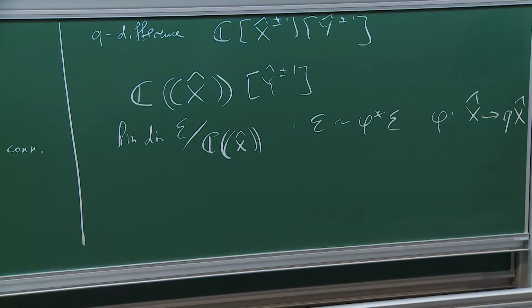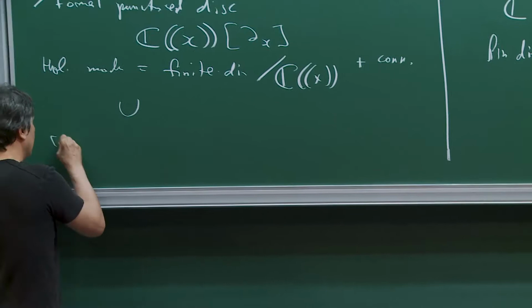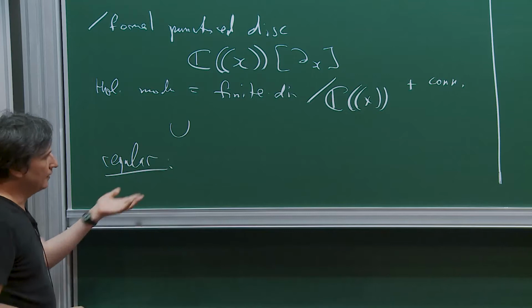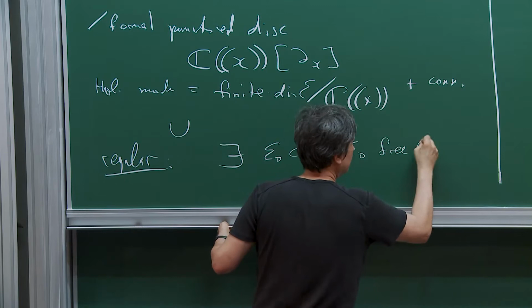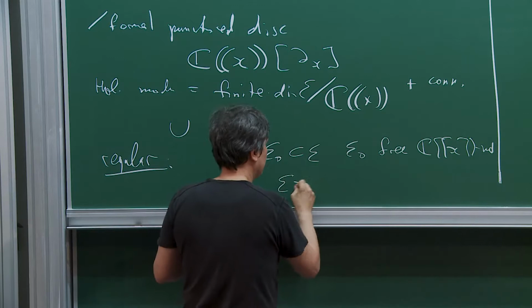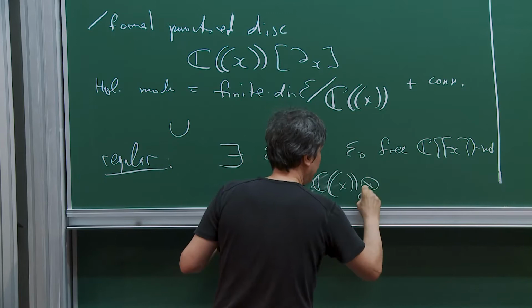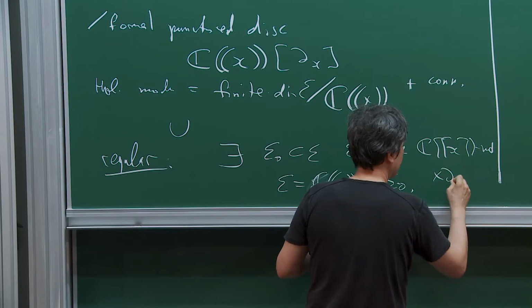Among holonomic modules on the formal disk, you get a very special case called regular holonomic. The definition of regular holonomic for a usual equation means that there exists E0 in E, which is a free C[[X]] module, such that E is obtained from E0 by localization, and E0 is invariant under the operation x d/dx.